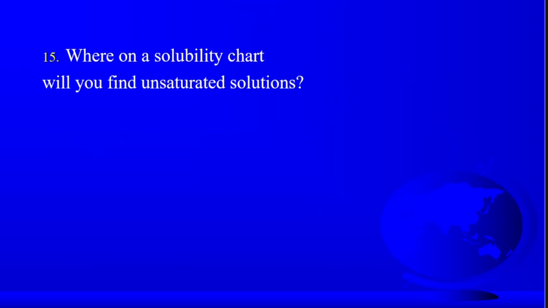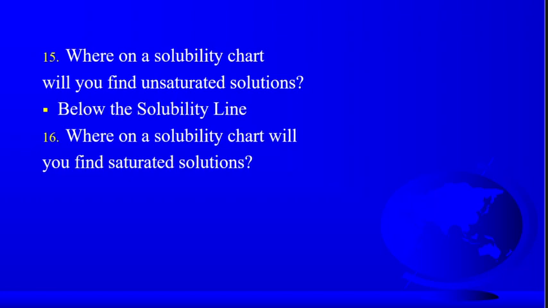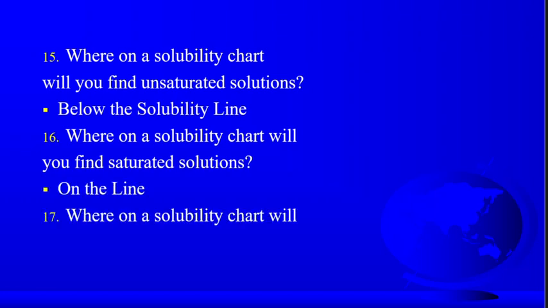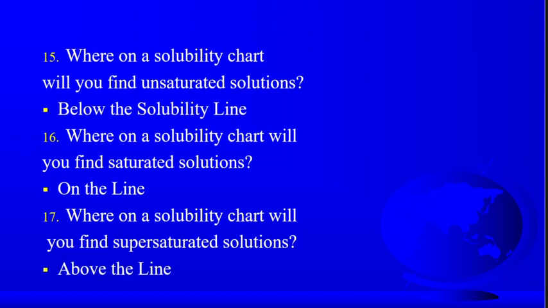Where on the solubility chart are you going to find unsaturated solutions? Below the line. What about saturated? On the line. And supersaturated? Above the line. So, by just knowing where you are on the solubility chart, you can know whether you are unsaturated, saturated, or supersaturated.